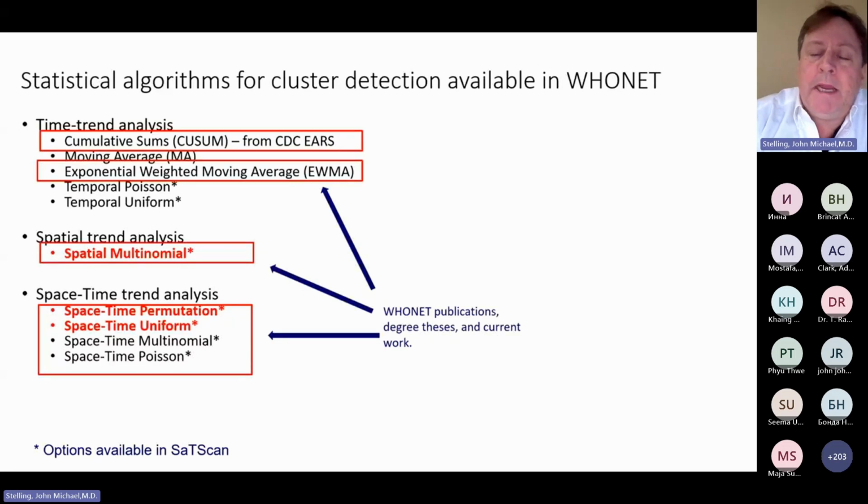In WHONET, we offer many algorithms and parameter options for finding possible outbreaks. Some of these in WHONET are time trend analysis, looking only at time. This is the traditional approach used around the world for detecting clusters, looking at time only. WHONET also has an option for spatial trend analysis. Are there certain locations that have more outbreaks than you would expect, or more resistance than you usually expect? So this is purely spatial. It does not involve time.